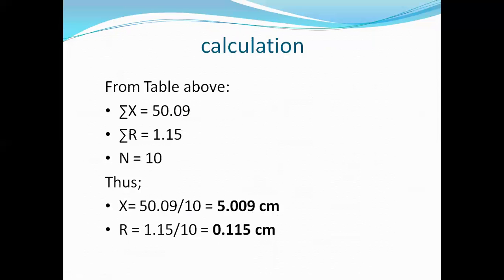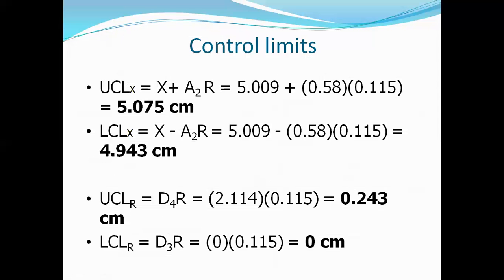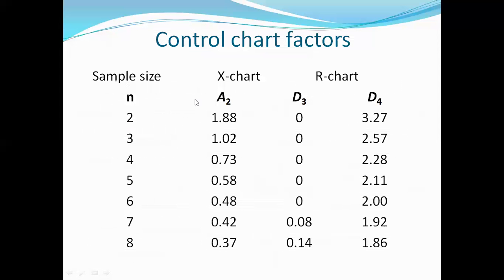Now how do you calculate the upper control limit? X double bar plus A2 into R bar. So how do you calculate the A2? See, there are 10 lots amongst which you select only a sample size of 5. So here the sample size is given and different values are given for the X chart and for the R chart. So here the sample size is 5. So you pick A2 is 0.58, D3 is 0, D4 is 2.11. So these are the control chart factors.